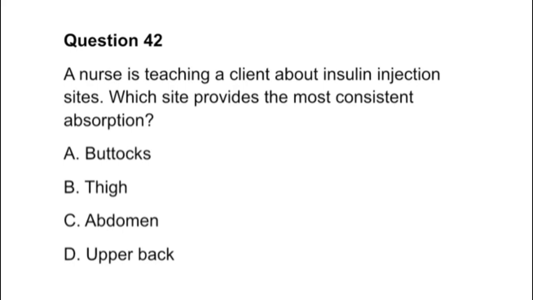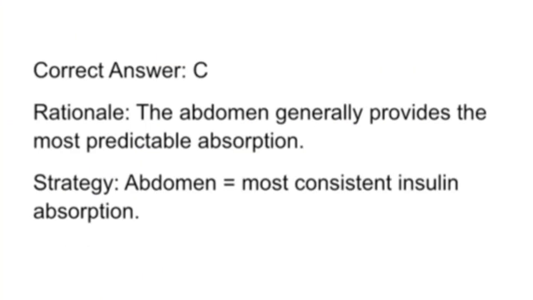Question 42. A nurse is teaching a client about insulin injection sites. Which site provides the most consistent absorption? A. Buttocks. B. Thigh. C. Abdomen. D. Upper back. Correct answer: C. Rationale: The abdomen generally provides the most predictable absorption. Strategy: Abdomen equals most consistent insulin absorption.